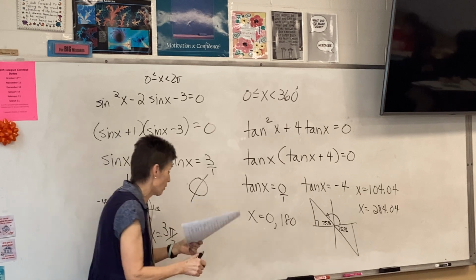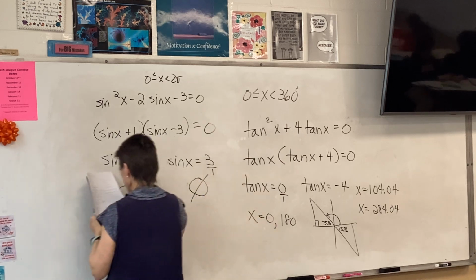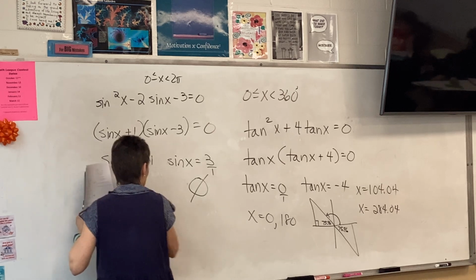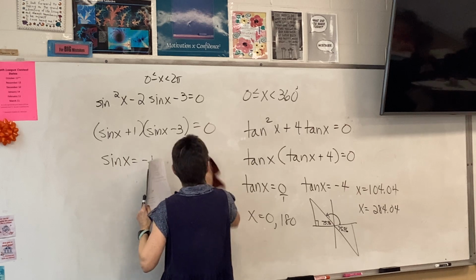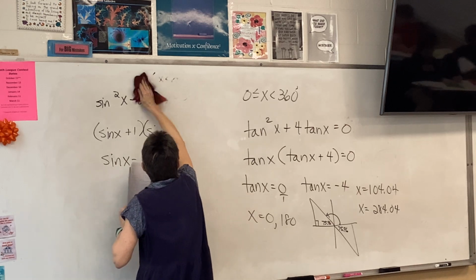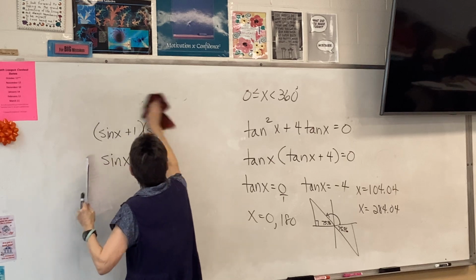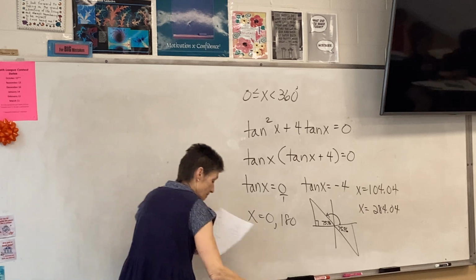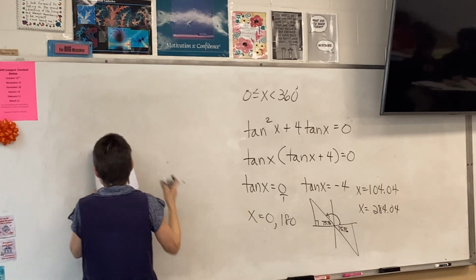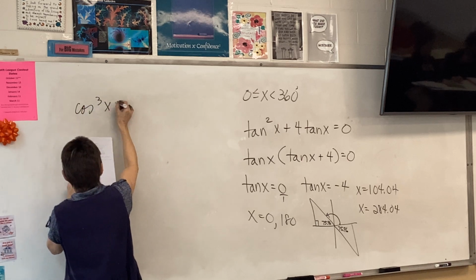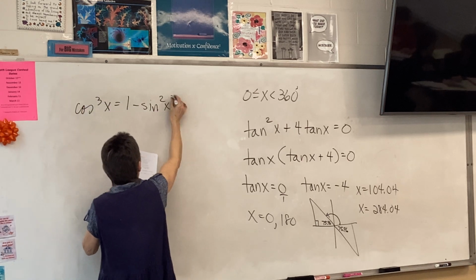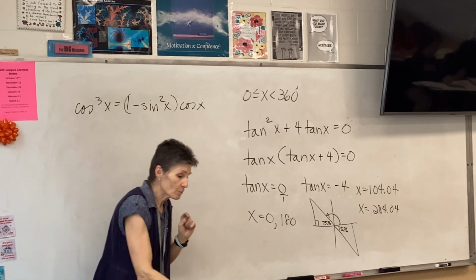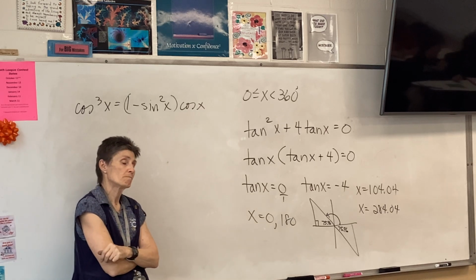Okay, number 4. What do you want to do in number 4, A, B, or C? Let's do A. I think we already picked one. C says, now, every identity.